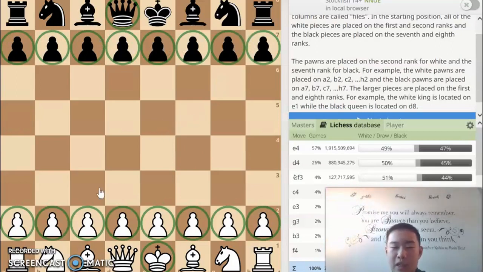The larger pieces, such as the queen, the king, the bishop, the knight, the rook, are all placed on the 1st and the 8th ranks. For example, the white king is located on E1. Remember, column E, the E file, and the first rank, so E1. And the black queen is located on D8. See, D8, so D8.